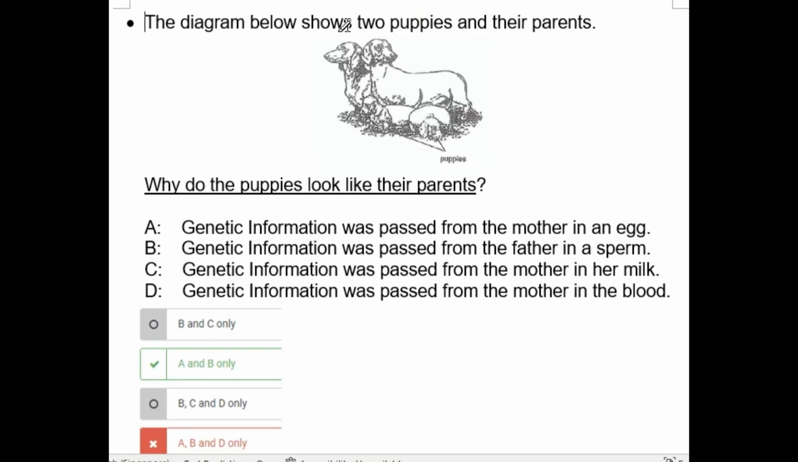The diagram below shows 2 puppies and their parents. Why do the puppies look like their parents? A. Genetic information was passed from the mother in an egg. B. Genetic information was passed from the father in a sperm. C. Genetic information was passed from the mother in her milk. D. Genetic information was passed from the mother in the blood.